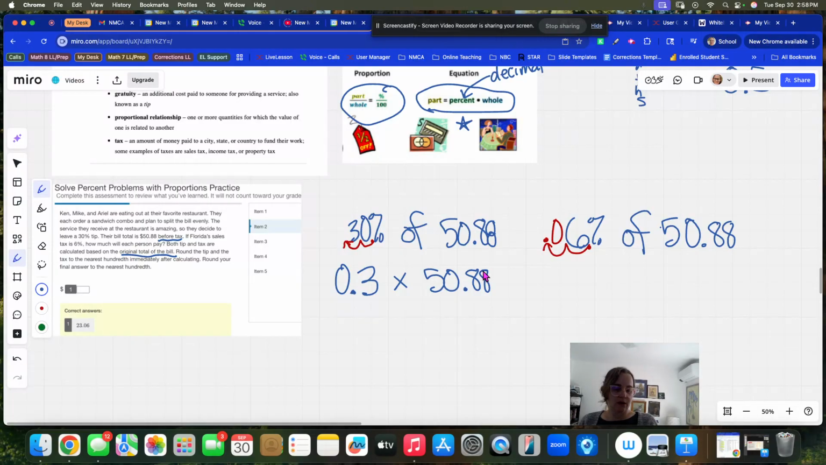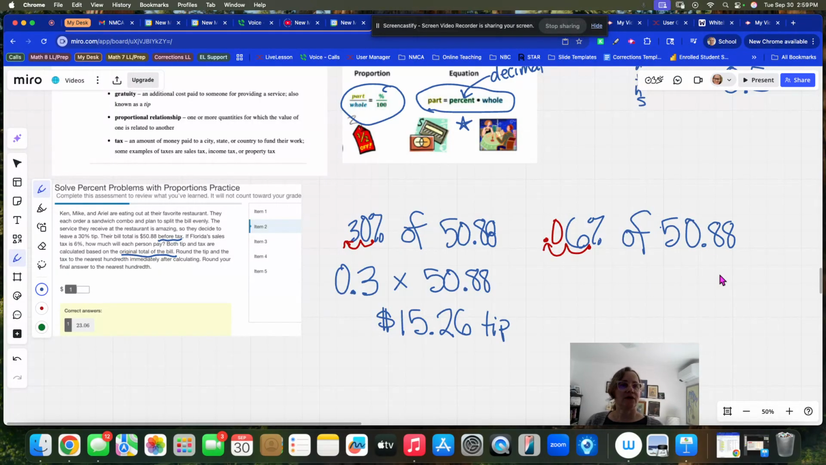0.3 times 50.88. And I'm getting this number, which I'm going to round to the nearest cent. 15.26. This is the tip.